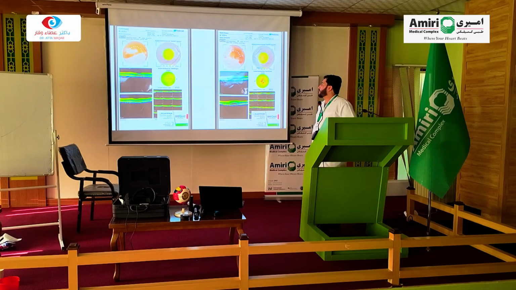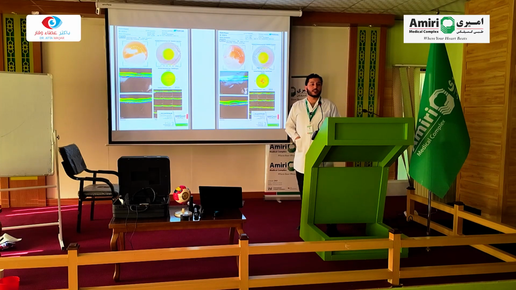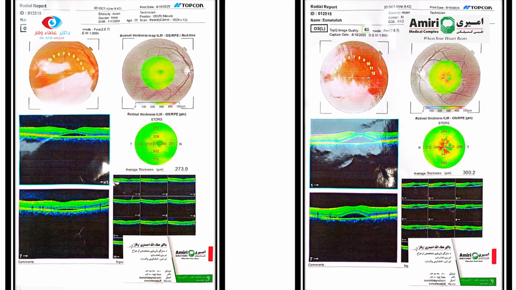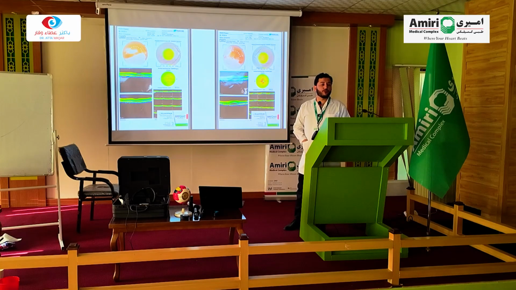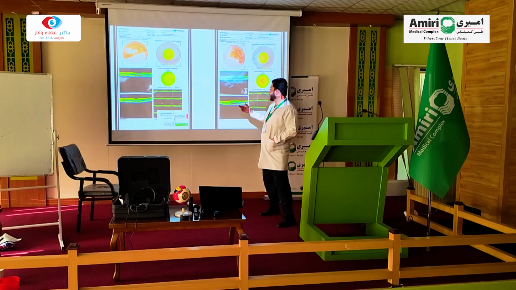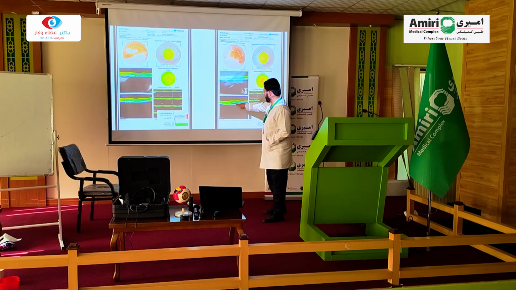This is one of our patients, by the name of Ismatullah. He was a 25-year-old male patient. He came from Mazar Sharif about 1 month back or more, with decreased vision bilaterally without any history. Some private hospitals had advised him. So I will show you.